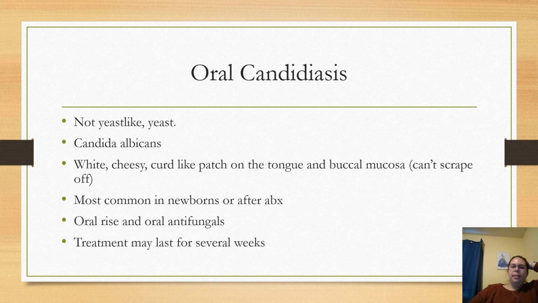Oral candidiasis, your book said that it's yeast-like, and I was like, no, it's just yeast. It's Candida albicans, which is a type of yeast that can occur in the mouth. And it forms this white, cheesy, curd-like patch on the tongue and buccal mucosa. And it's important to note that you can't scrape it off, because sometimes people will come into me super concerned because they have this white type of growth on their tongue.